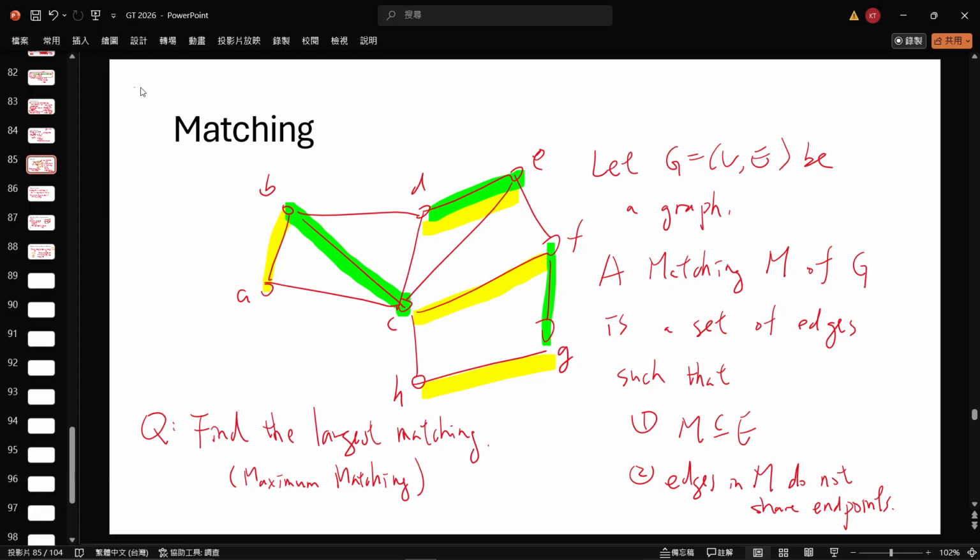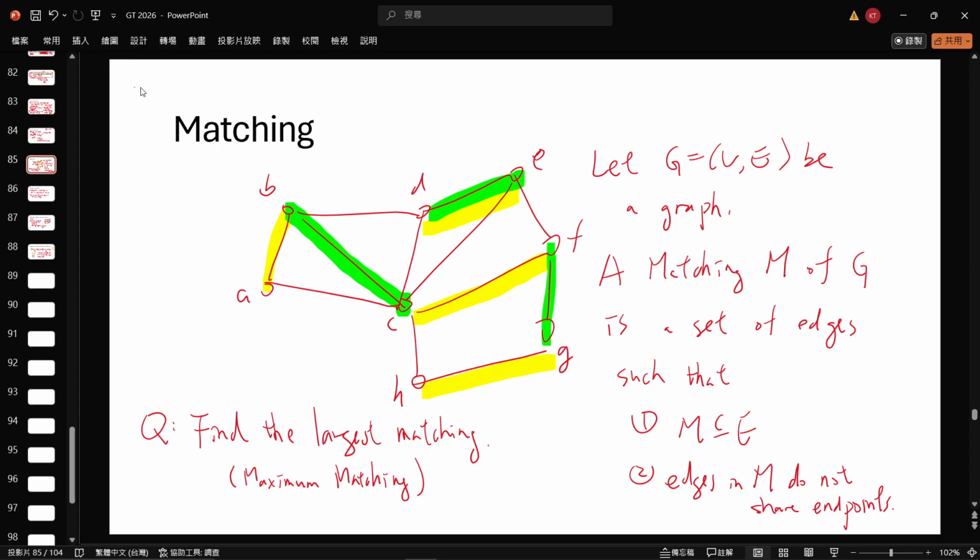Given a graph, you have to find a set of edges in the graph. The only constraint is that these edges in the matching cannot touch each other. In other words, they cannot share an endpoint. Here we have two matchings, the yellow one and the green one. If you consider the yellow matching, every edge is isolated. They do not touch each other. So this is the definition of matching.